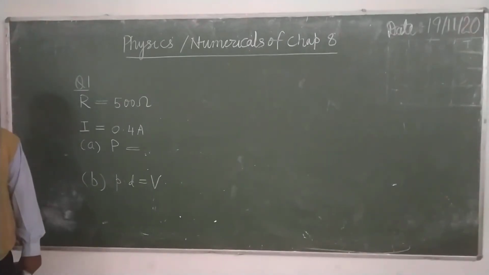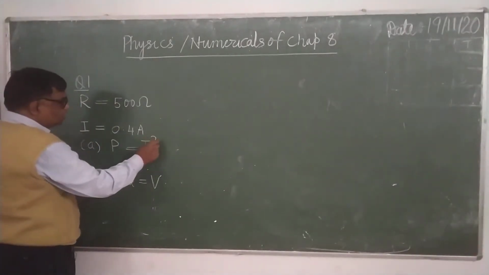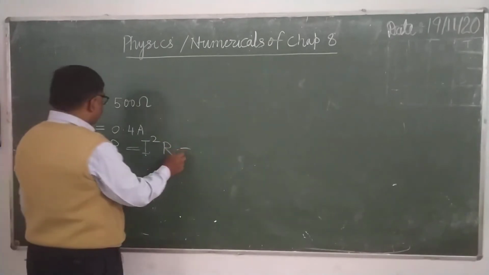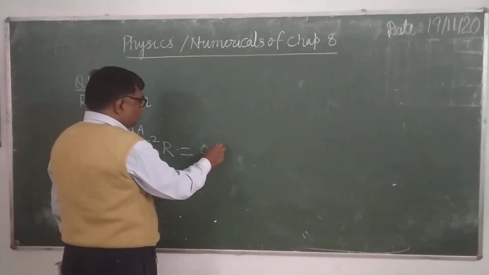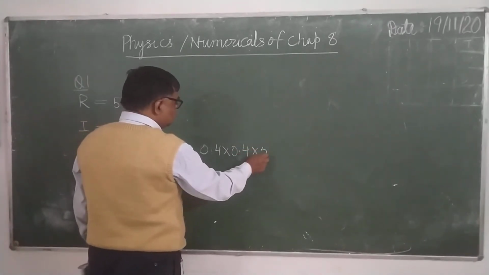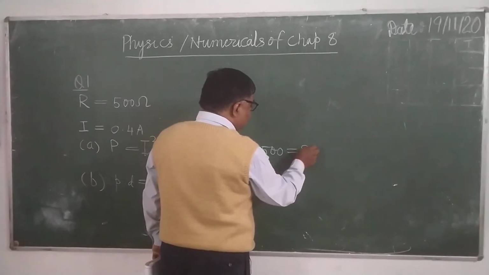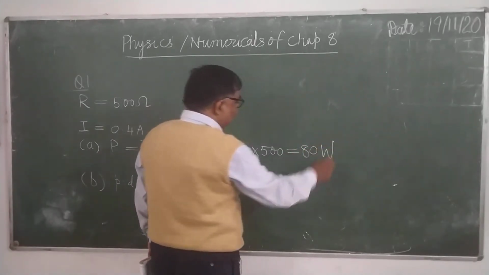What is the other formula? I square R, and both the values are given here. So I square R. So I square is 0.4 into 0.4 into R is 500. So 4 4 16, 5 16 80 watt.